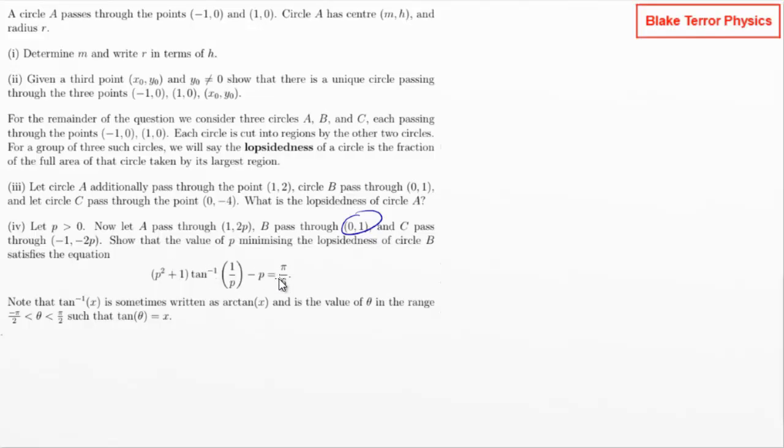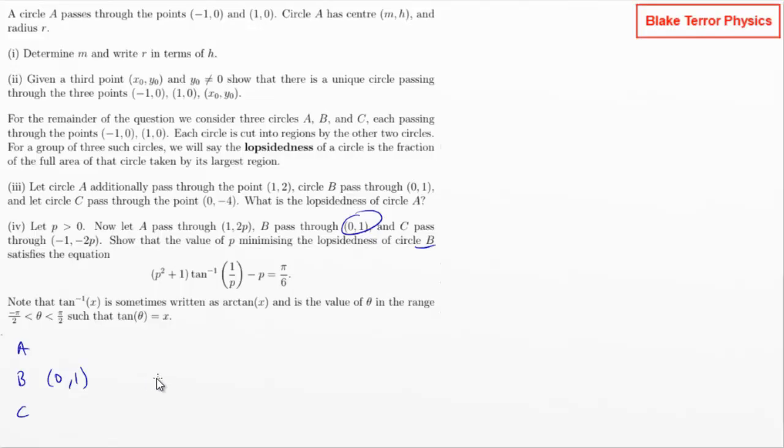Show that the value of P minimizing the lopsidedness of B satisfies that equation. Note that tan minus 1 of x is sometimes written as arctan. Right, so that's just in case people use different notation. Well, we can do a similar thing then for A, B, and C just to see what's going on.